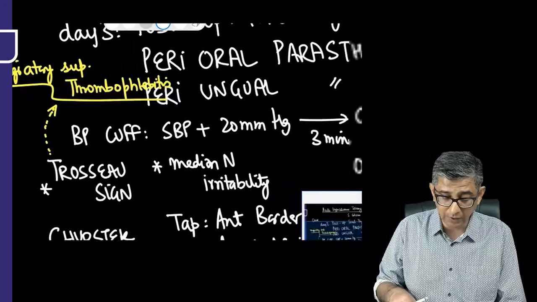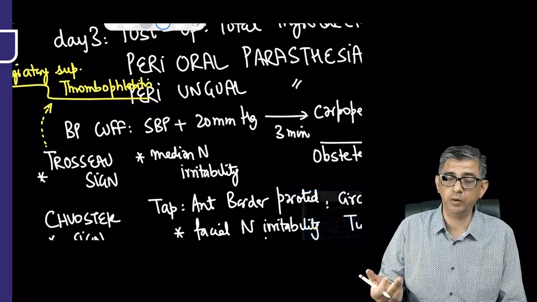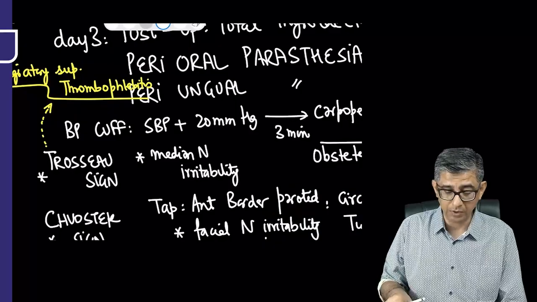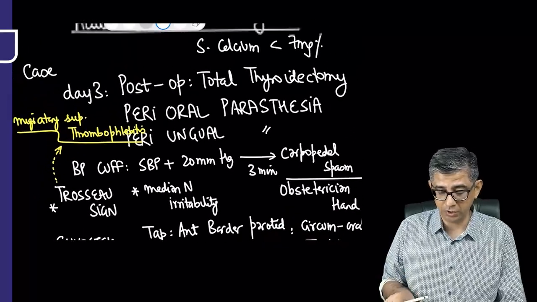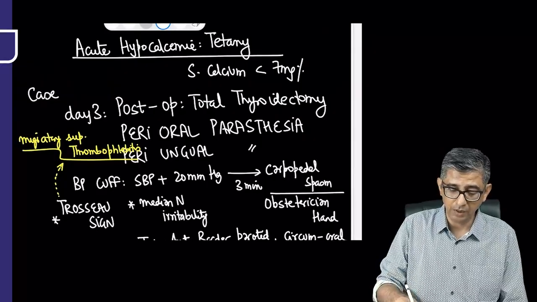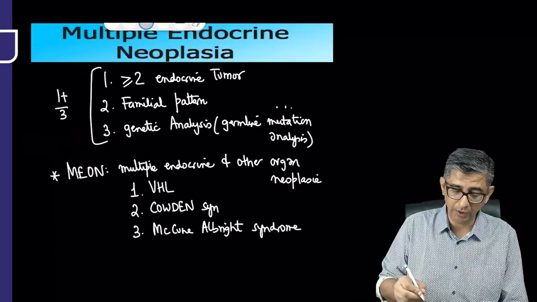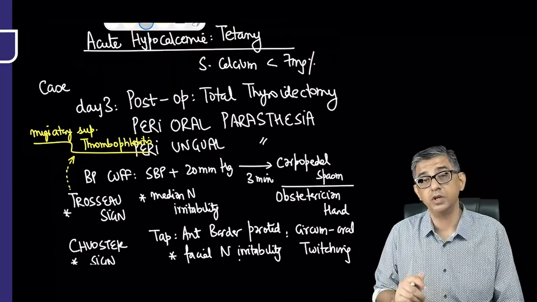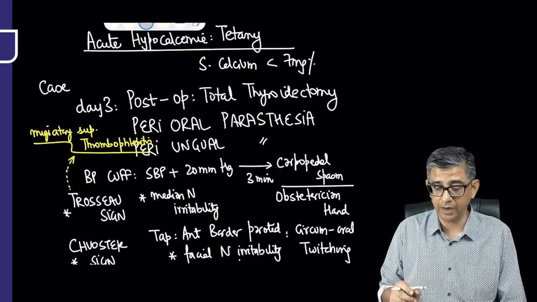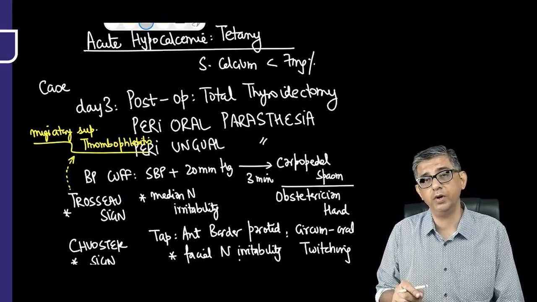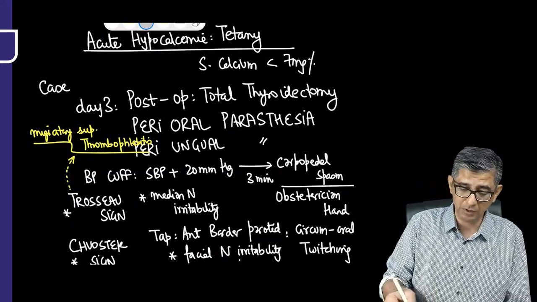So Trousseau's sign is written in medicine for median nerve irritability, carpopedal spasm, but in surgery you read about this in association with malignancies as well. And tetany is anyway a medical emergency, in the sense that if you do not intervene at this point of time, then the chances of development of stridor and laryngospasm in the patient are very high.